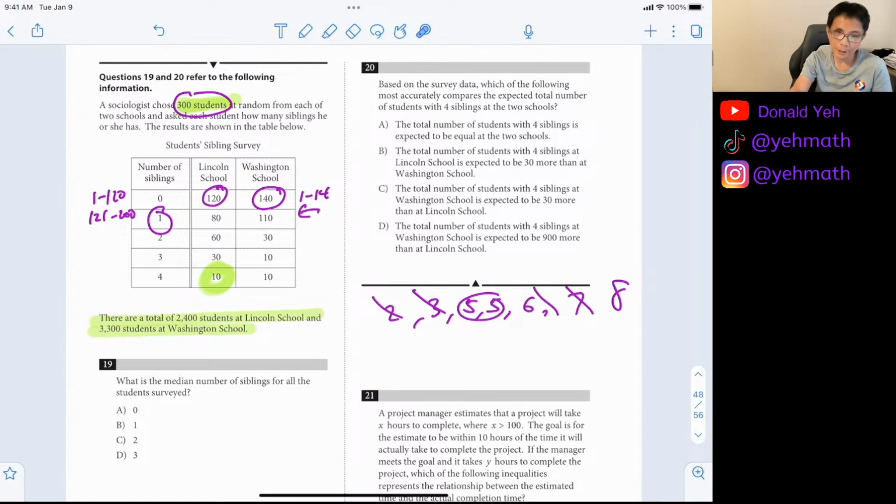Okay, so now do you know how to do statistics questions? Do you know how to find the mean? So let's talk about statistics. Do you know how to find the mean? Do you know how to find the mode? Do you know how to find the median?